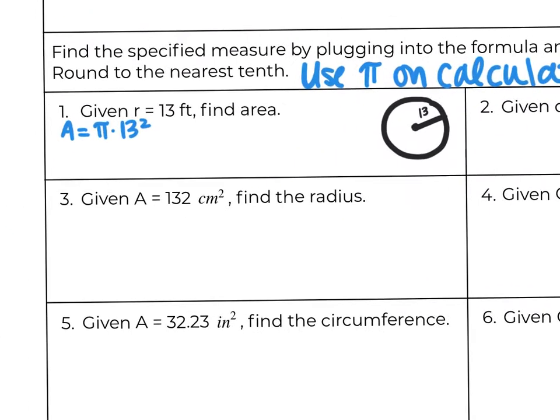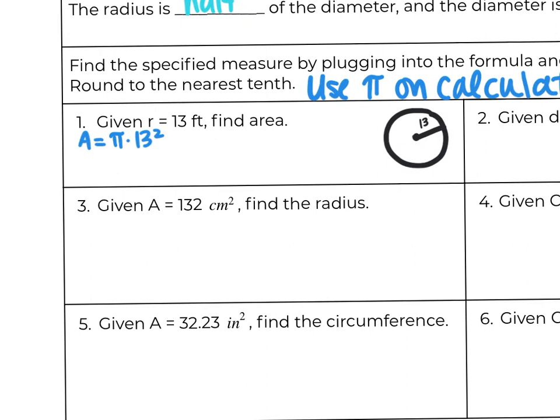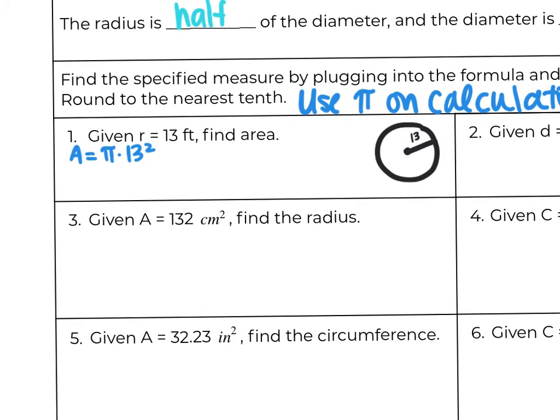Okay, so on number 1, I would type that in. I'm gonna try to type these with me so you are checking that you know how to type it in. Make sure you include the squared. So I got area is approximately 530.9.